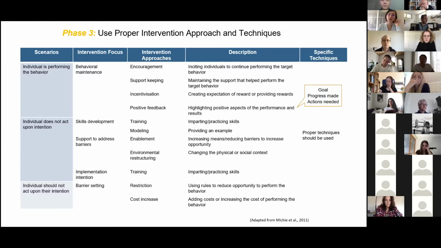Arnaldo, can you give an example of positive feedback? Could be in obesity if you want.